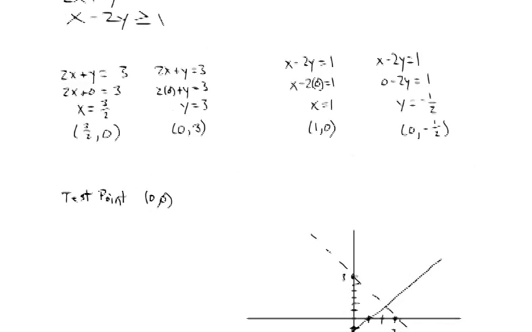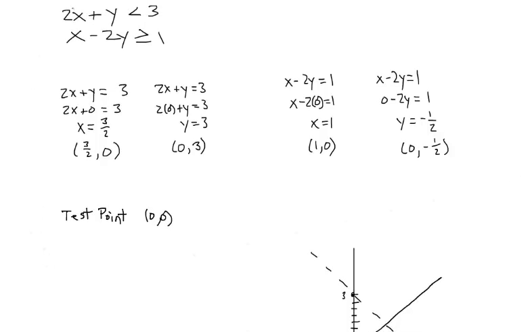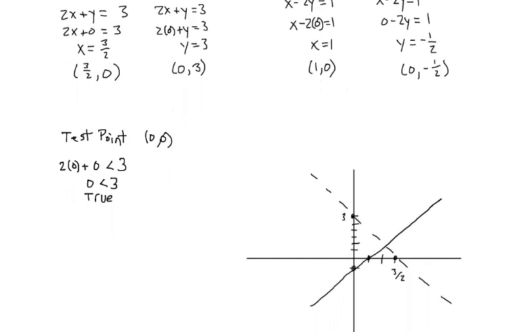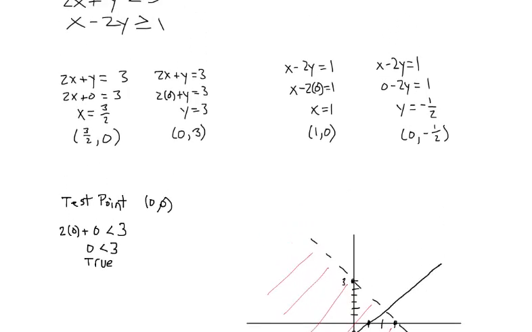And then we're going to test to see if we plug 0, 0 in, does it make the equation true? So 2 times 0 plus 0 is less than 3. And we see that 0 is less than 3, so it's true. And if the equation is true, we're going to shade towards our test point. So here we have our dashed line, and we're shading this way, which means all of the points that I just shaded are all included in making the first equation true.